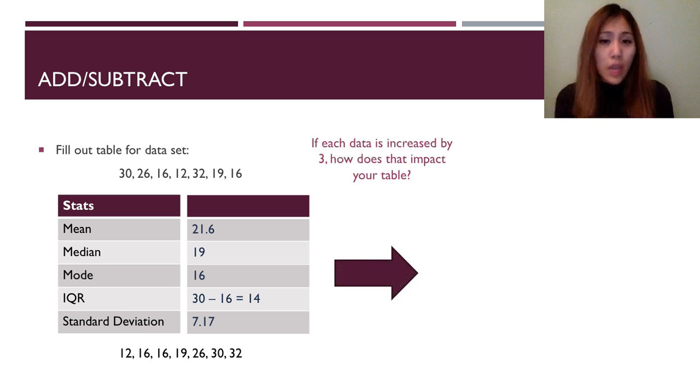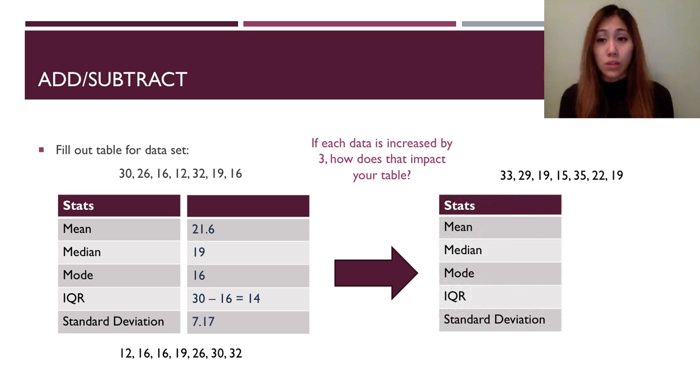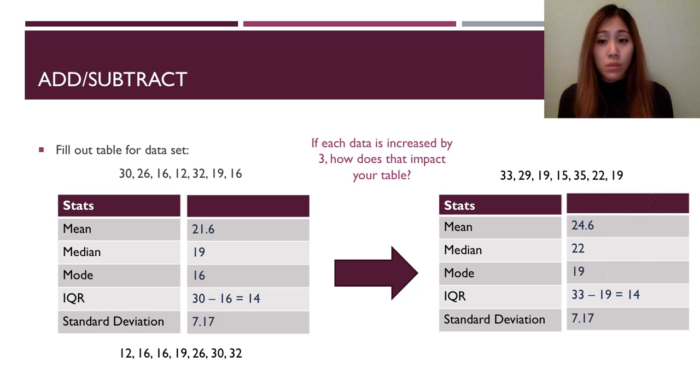So let's see, if each data value is increased by 3, how does that impact your table? Here, again, I have helped you increase your data set by 3. Now let's try again the same method to figure out your mean, median, mode, IQR, and standard deviation. Okay, so after using either your hand calculation or your calculator, you should be able to see this.